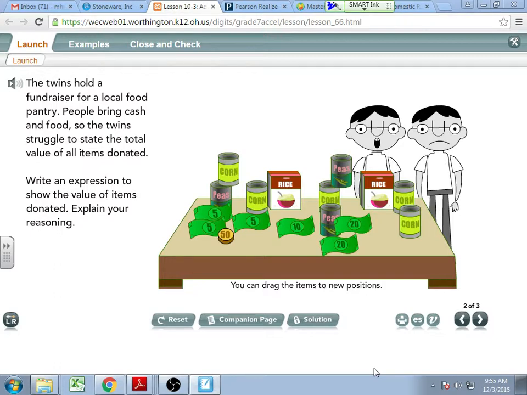So when we look up here at the twins have gathered up donations of food and money. And we want to write an expression to represent the total that they've gathered.